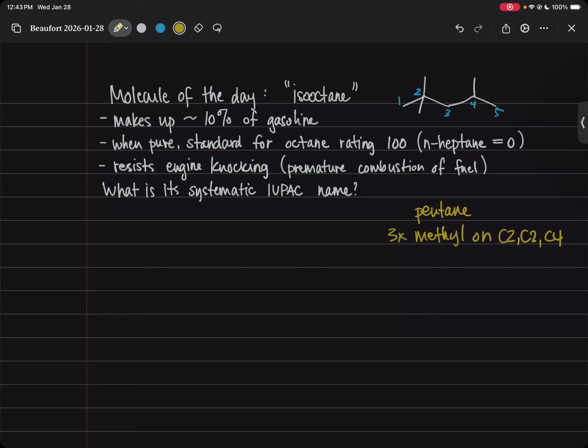We've got 3 of those, so that's going to give us trimethyl. And so our overall name is 2, 2, 4-trimethylpentane. Isooctane is easier and more fun to say, so that's its common name.